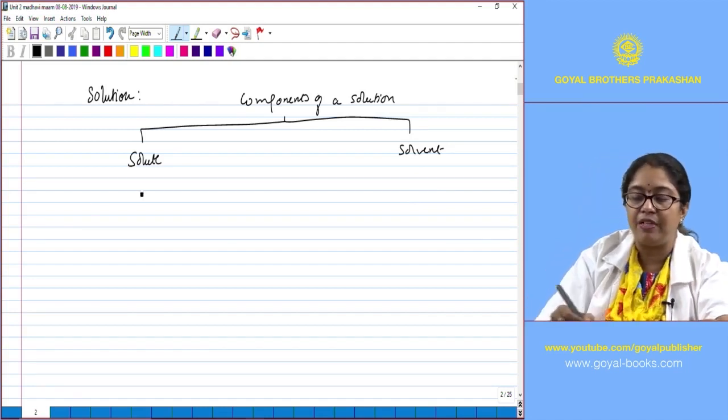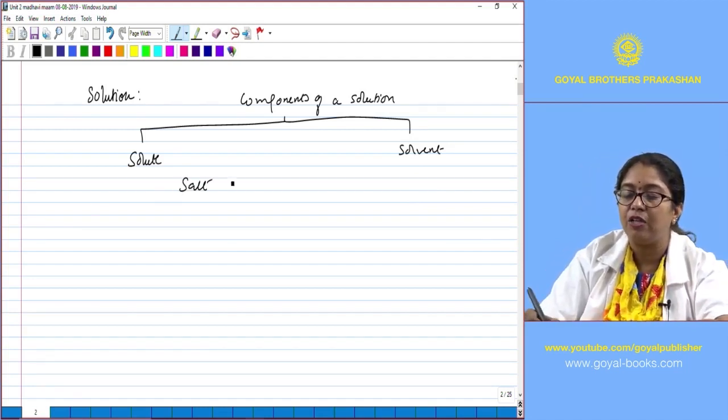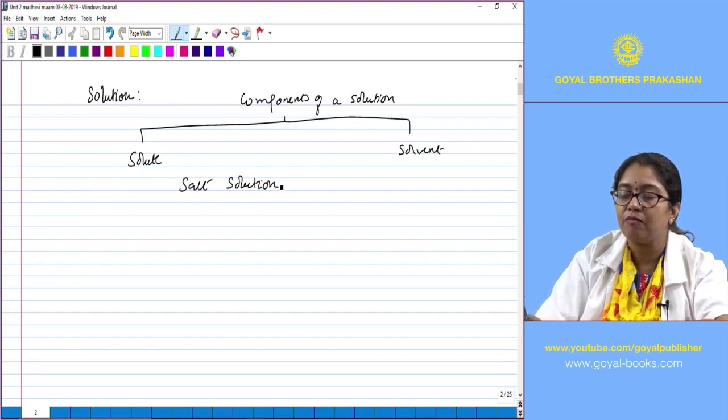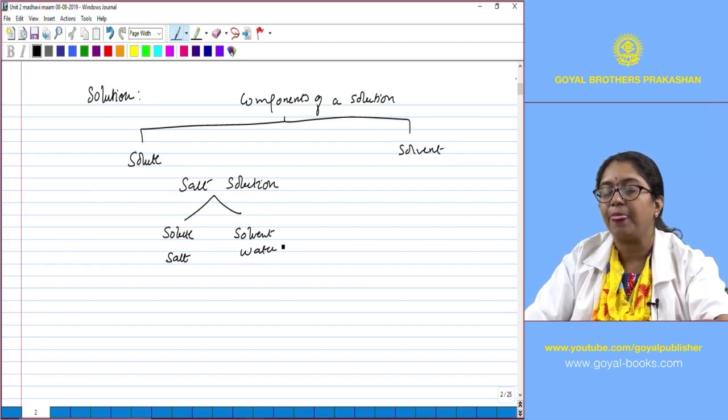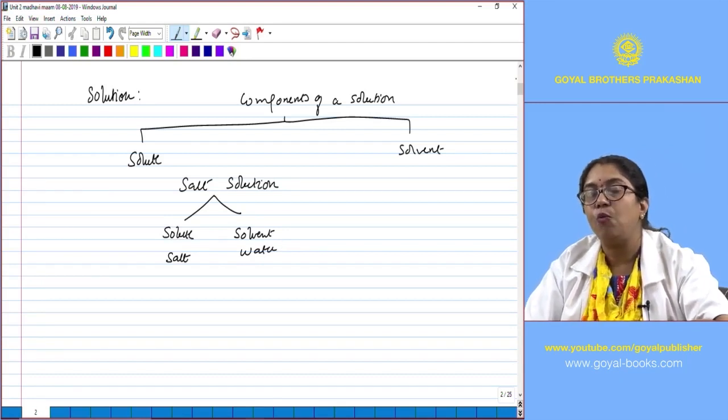For example, in your salt solution, your solute is going to be salt and your solvent is going to be water. Okay, so then what is a saturated solution?